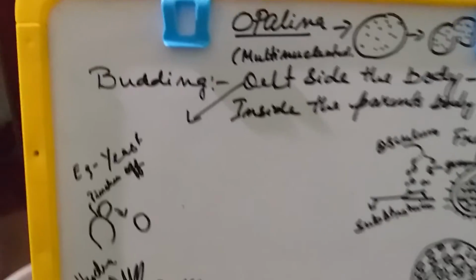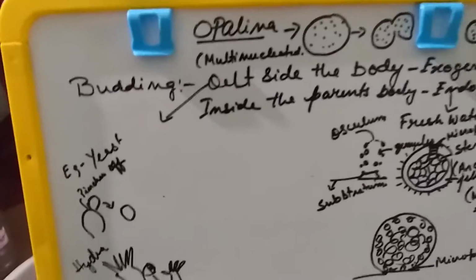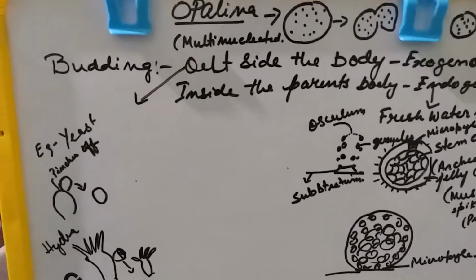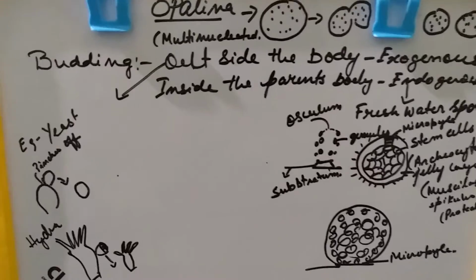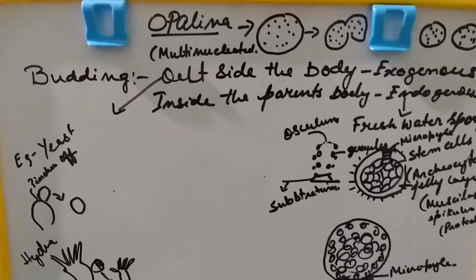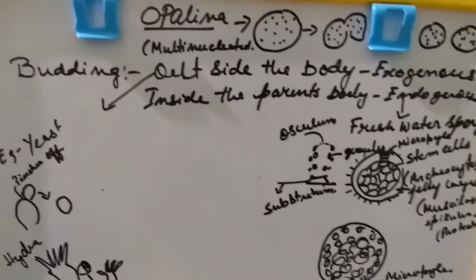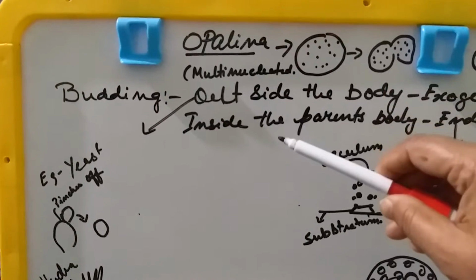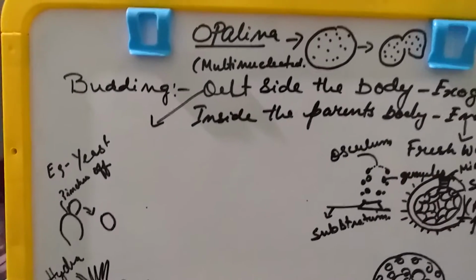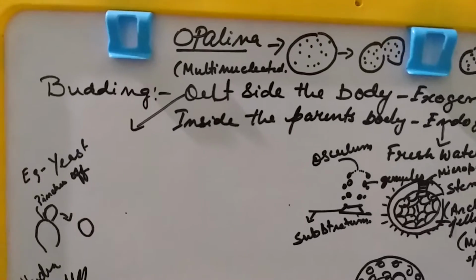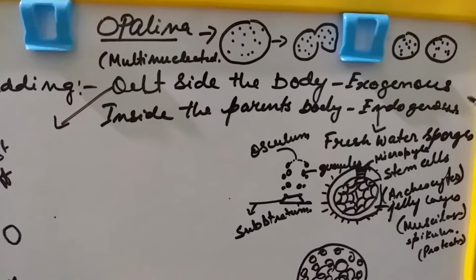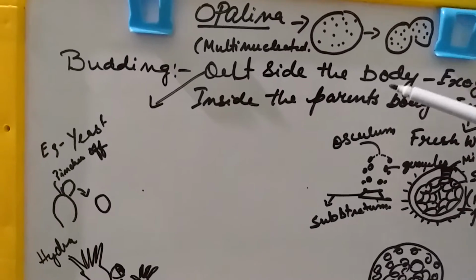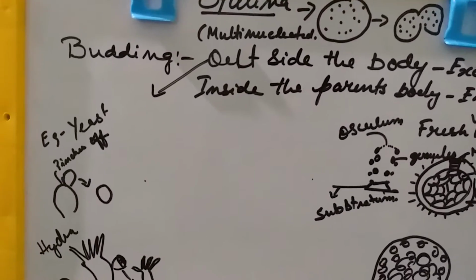Now today's topic is budding, as we are dealing with asexual reproduction in animals, and our second topic is budding. So, a bud-like structure, all of you have seen buds. When a bud is outside the body, that is known as an exogenous bud, and when a bud is found inside the body, that is known as an endogenous bud. Okay, so exogenous and endogenous. First, the bud forming outside the body, that is exogenous.